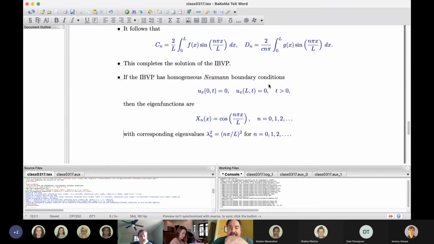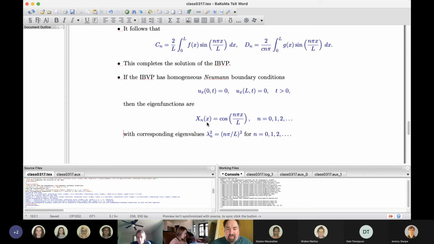If it's the other way around, du/dx is 0 on the left, u is 0 on the right, that's still going to be a cosine, but a different cosine from this. Very important point. When it's these boundary conditions, k equals 0 is permitted because you can have a constant function that would satisfy both boundary conditions.